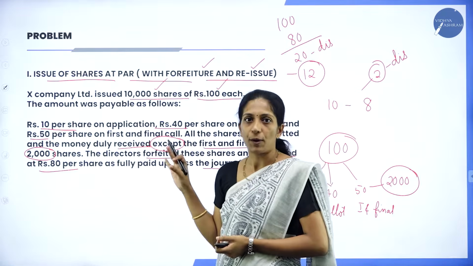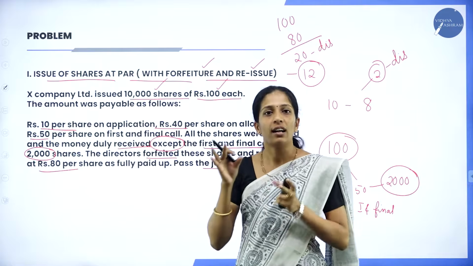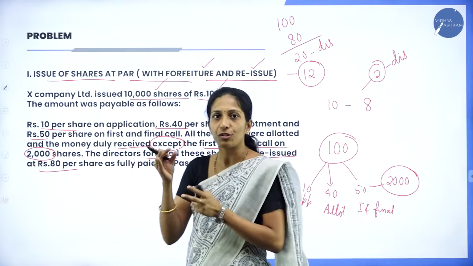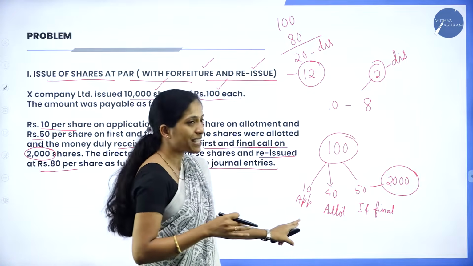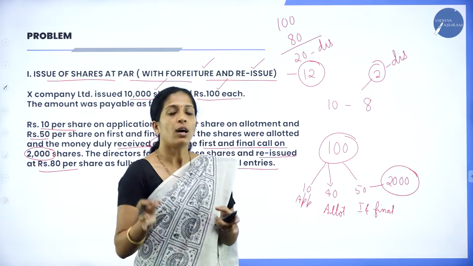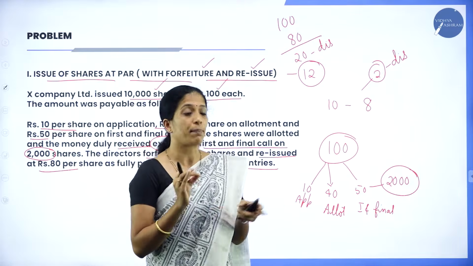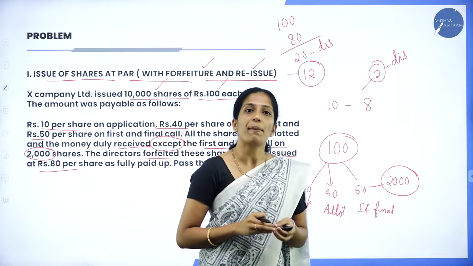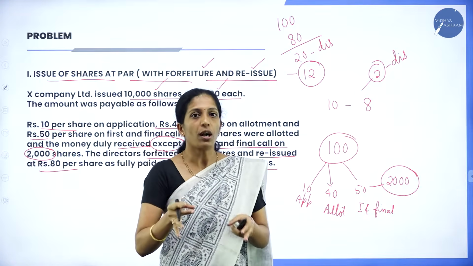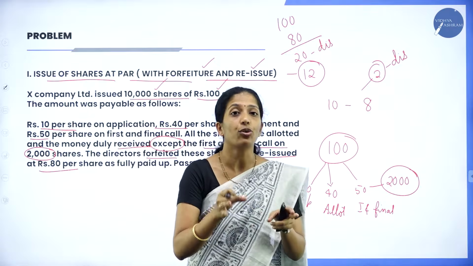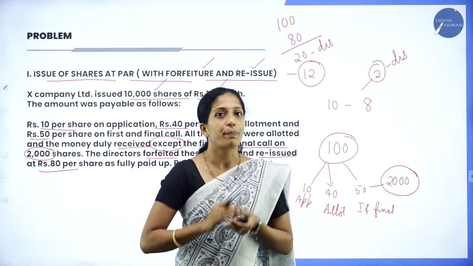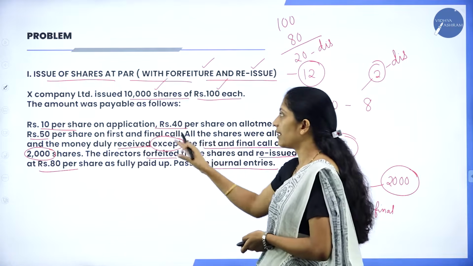Now hope you are clear with the problem. What you have to remember here is that there are 10,000 shares of rupees 100 each, and that 100 has been divided into 3 stages: application of rupees 10, allotment of rupees 40, and 50 on first and final call. All the money was duly received except from 2,000 shareholders who have not paid the first and final call money of rupees 50 each. Those who have not paid, the directors have decided to cancel those shares and reissue at a discount, that is at rupees 80 each. So hope you are clear with the problem.